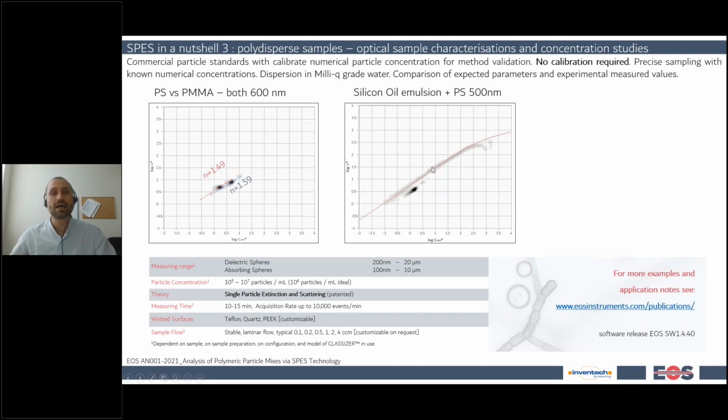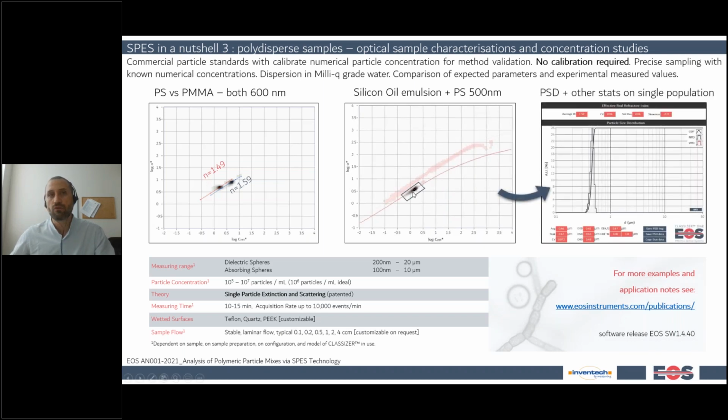The red line is an uncalibrated theoretical line related to the silicone oil emulsion. As you can see, we are able to describe the position very well. So the SPES method works with uncalibrated data. We compare the theoretical expected position to the measured experimental data, and we are able to provide information this way.